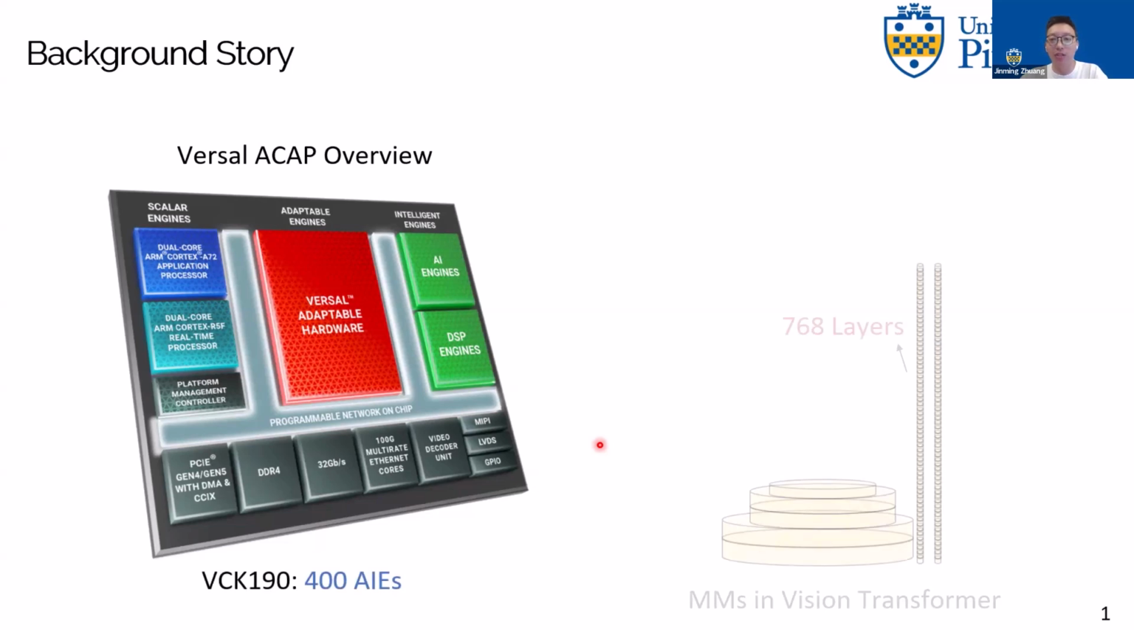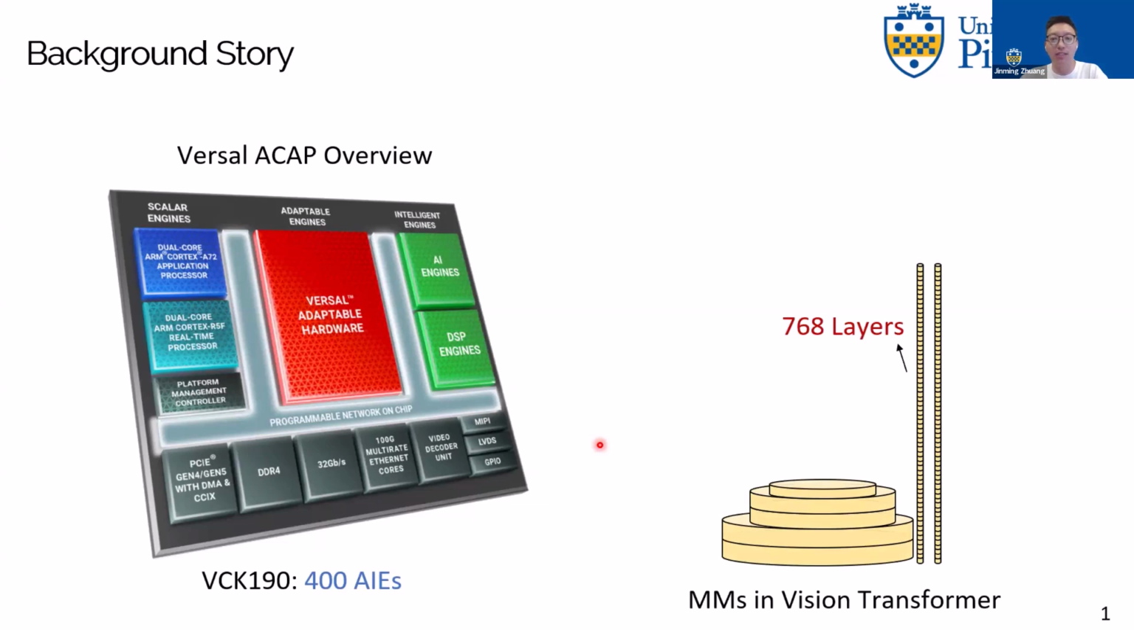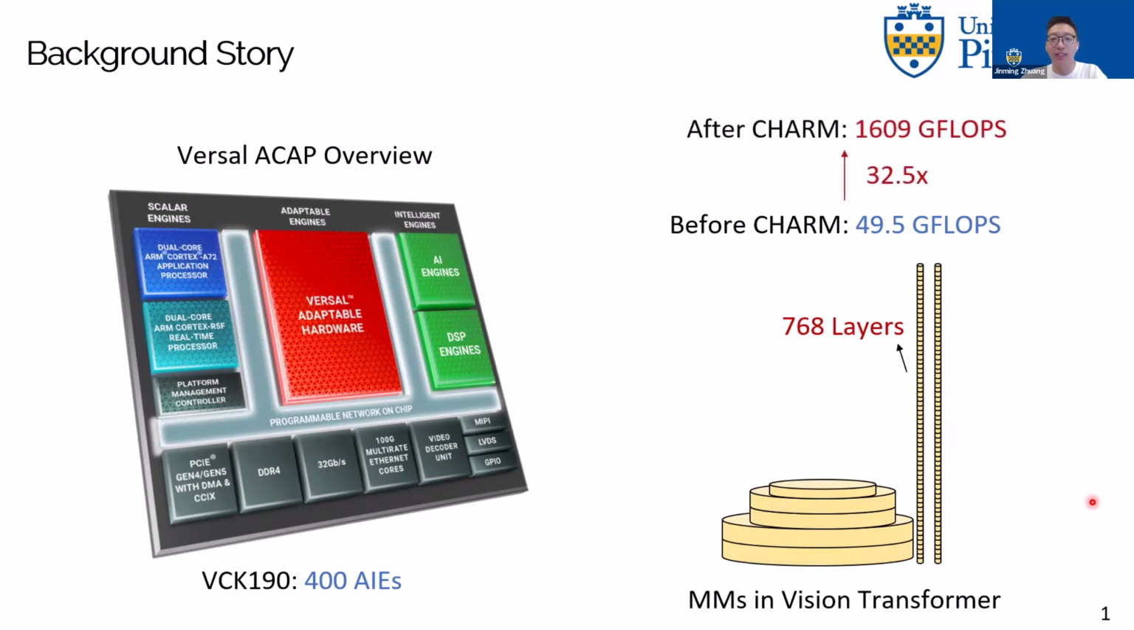We were mapping applications with both large and small matrices, like the Vision Transformer shown here. Our first version implementation only has 49.5 GFLOPS throughput. After another several months, we identified the bottlenecks and proposed CHARM, which provides a 32.5x gain in throughput. You may wonder how we managed to do so. Before entering into the bottlenecks and proposed methodologies, I will make a quick introduction to the Versal ACAP architecture.